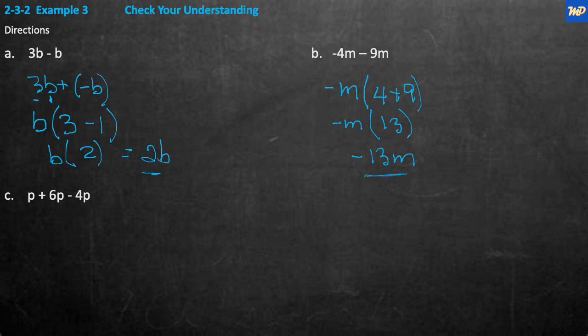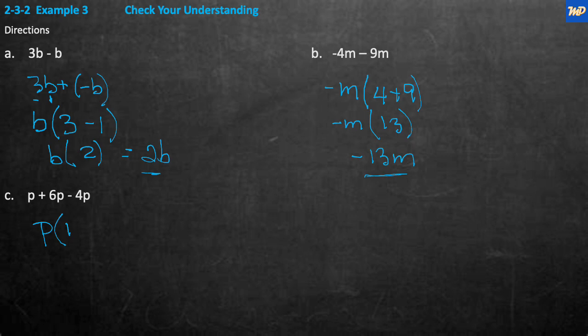Negative 13m. C, p plus 6p minus 4p. Oh, can we use the distributive property on 3 terms? Well, we've seen this before on some previous slides and other sections. And the answer is yes. They all have a p in the term. We can take p out of every one of these terms, and I'm going to do it right this second. p times the quantity. There's a 1. The coefficient is a given 1 when there's no number in front of the variable.